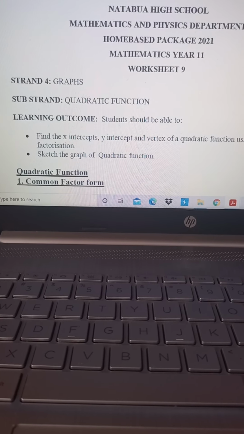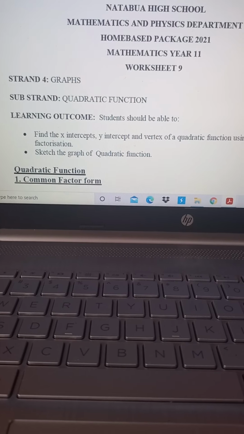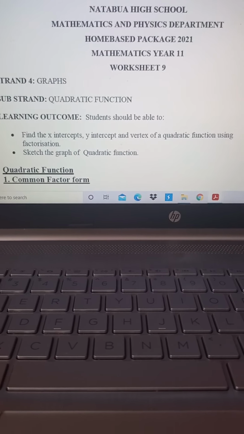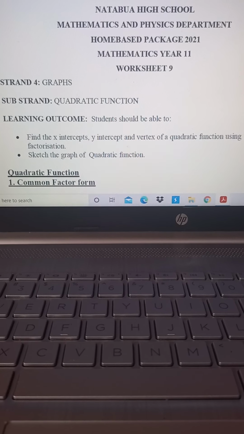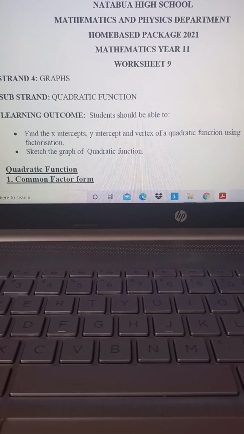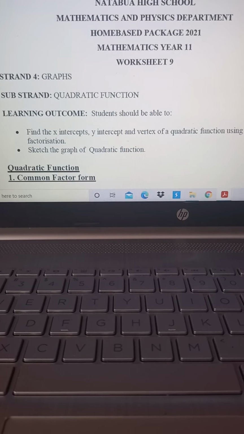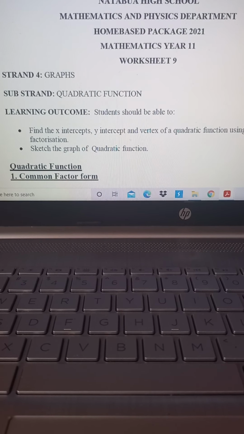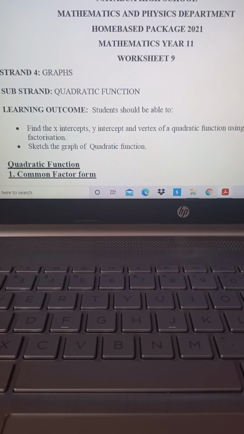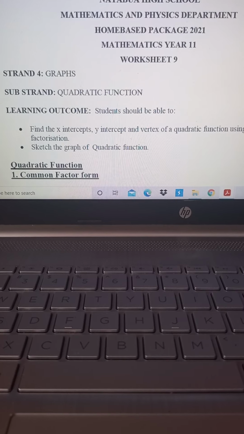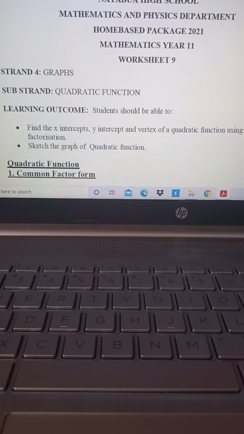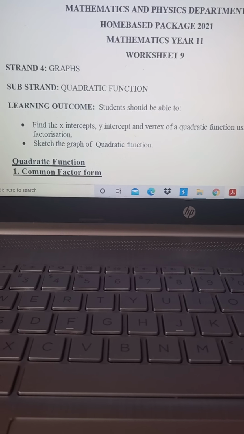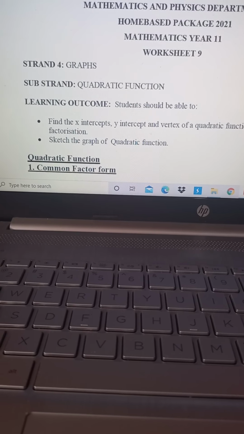Okay, this week we are going to be finding the x and y-intercepts and the vertex of a quadratic function using the factorization method, and sketching the graph of the quadratic function after we have found that information. Last week's discussion we had a look at the intercept method of sketching a quadratic function. So this week's worksheet is going to make our work a little easier.